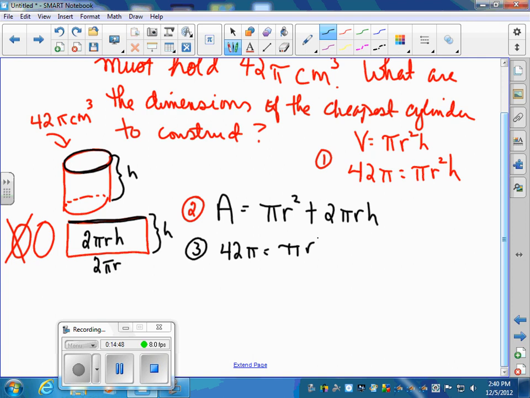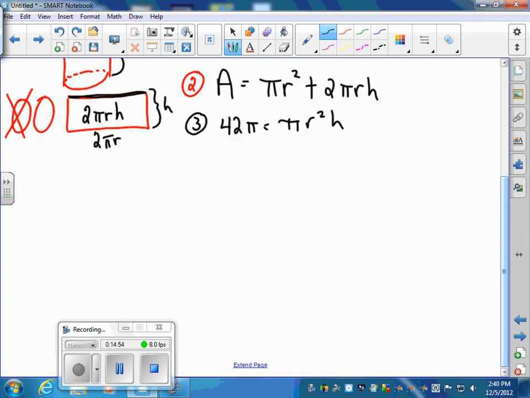Now, step number 3, we're going to go back to our first equation, 42 pi equals pi r squared h, and we're going to solve for a variable. By far the easiest one to solve for would be the h. So let's divide both sides by pi r squared. The pi's cancel. So that gives me that h is equal to 42 over r squared.